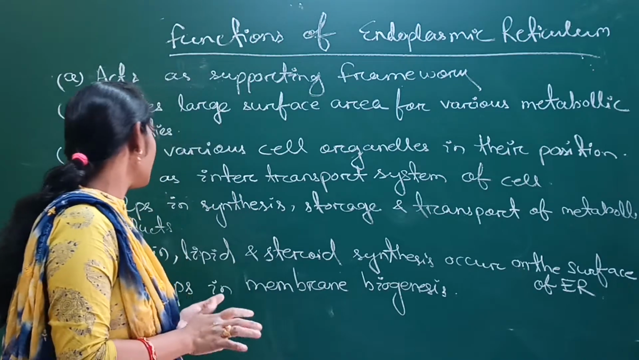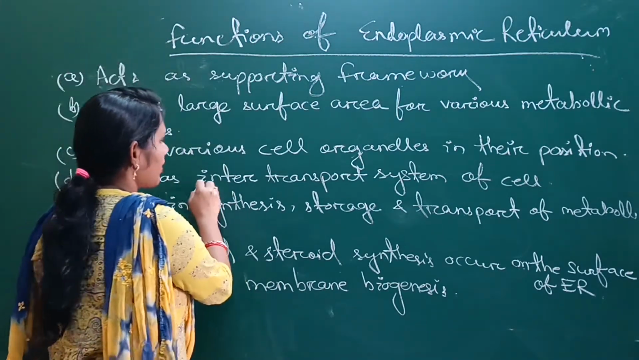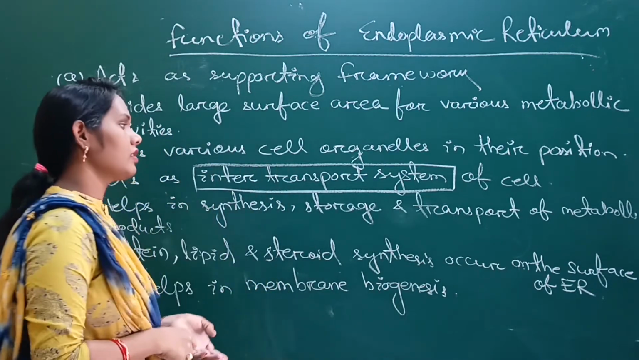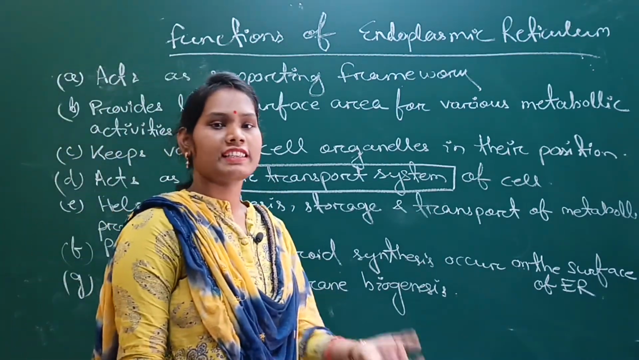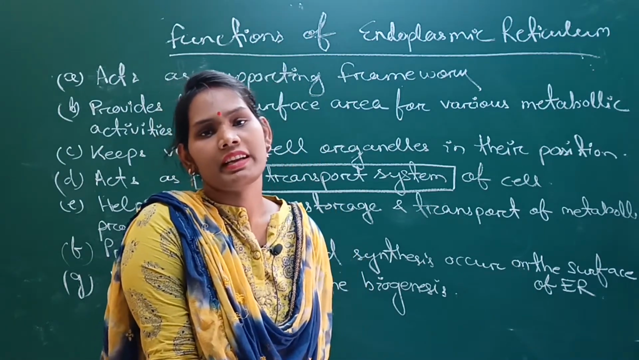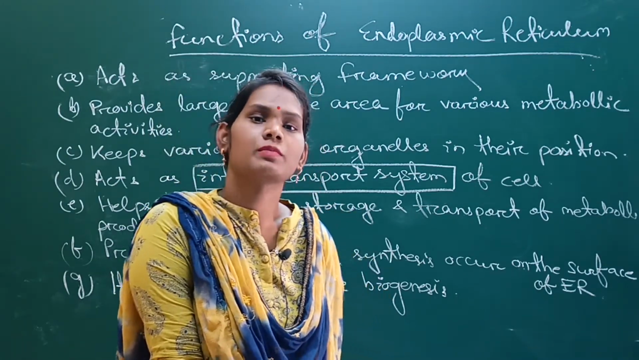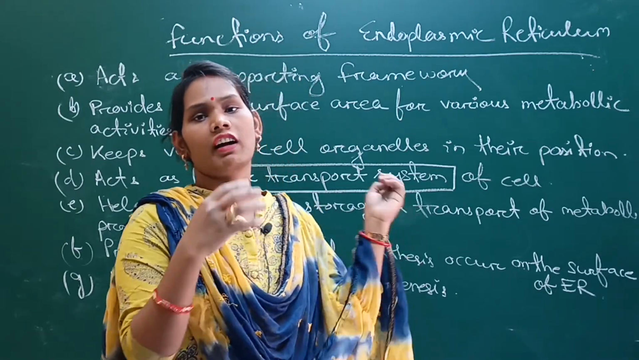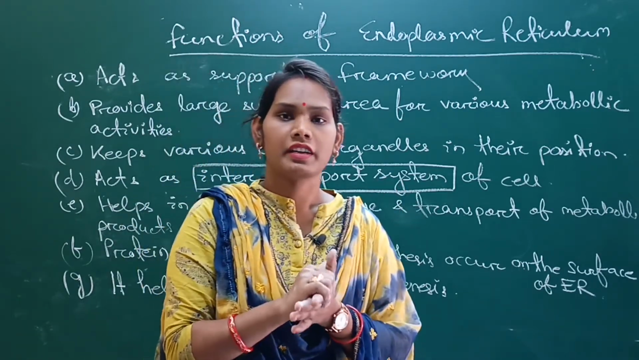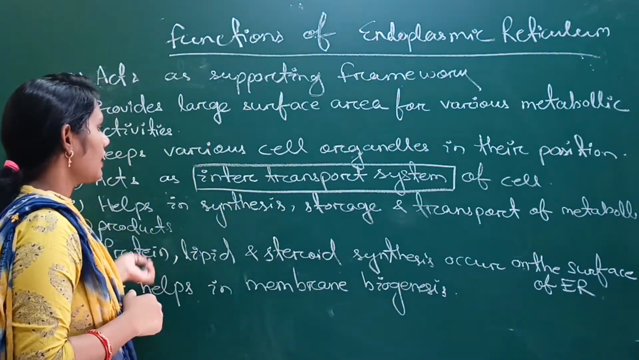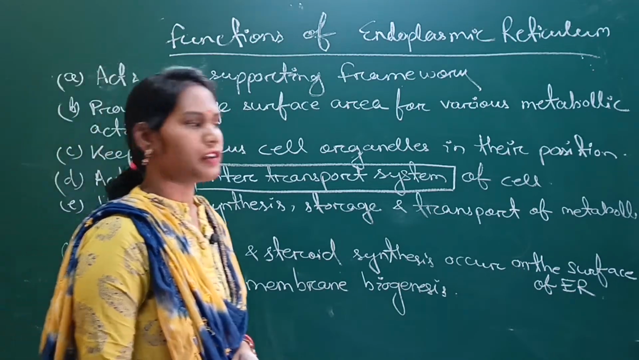Then the fourth one is it acts as an inter-transport system of the cell. Inter-transport system means it provides a path, a passage, so that proteins, some enzymes, some nutrients can be transported from organelle to organelle, from one part of the cell to another part of the cell. So within a cell there is a transport system, and that is performed by the endoplasmic reticulum.